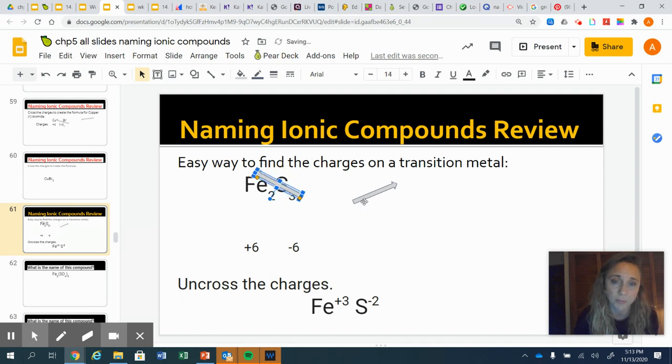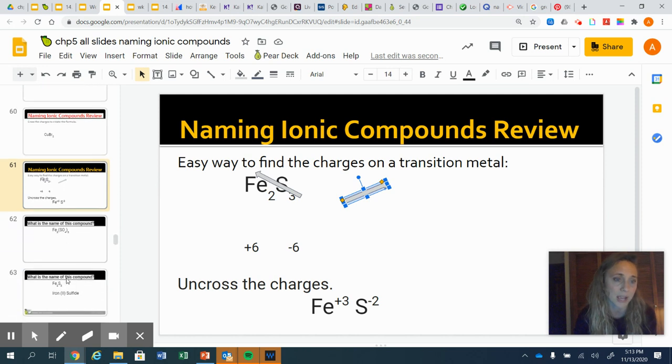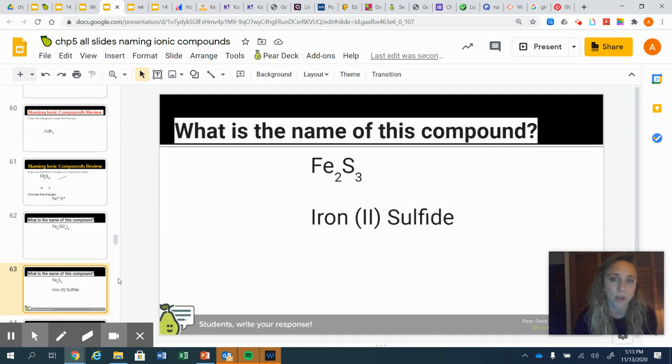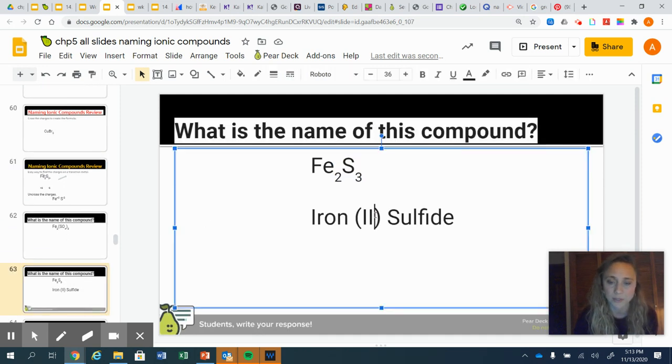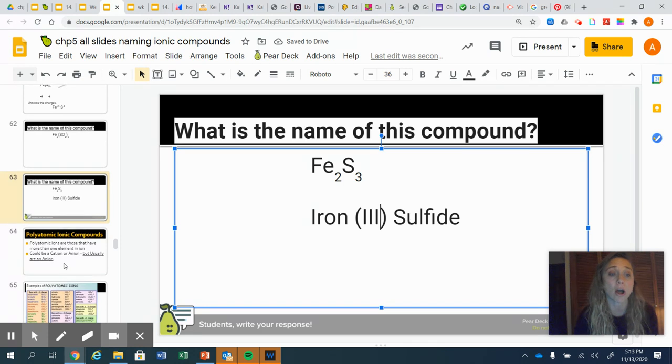So the 3 goes in the upper corner for the iron, and the -2 would work out in the upper corner by the sulfur, because we know that the sulfur is always -2. So the 3 belongs to the iron. You could call this iron 3 sulfide, or you can figure it out the other way. So you decide what you want. This is iron 3 sulfide. Glad we fixed that. And that works for all compounds that have just a cation and anion.